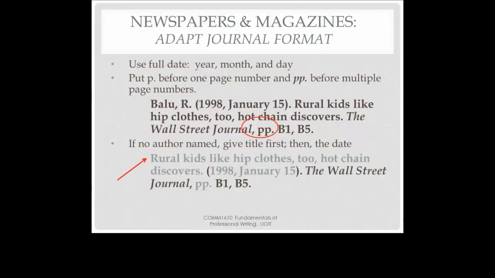If there's no author given, you do not use "anonymous" in place of the author's name. Instead, you just give no author, and you list the source alphabetically by the first word of the article title, in this case under R for rural.